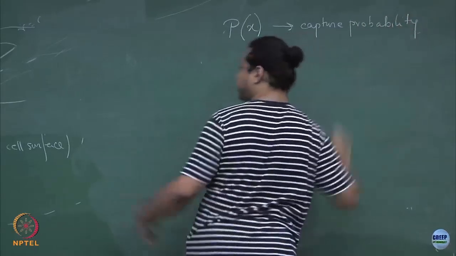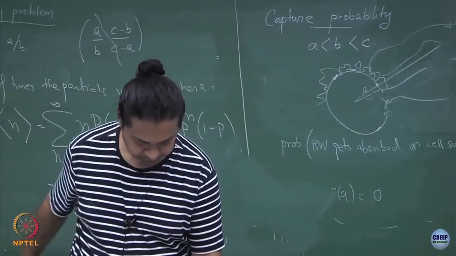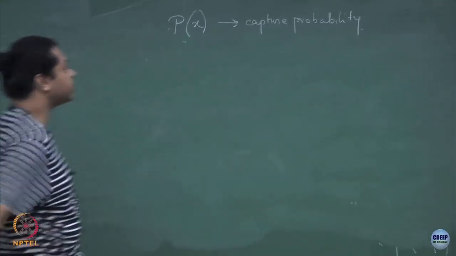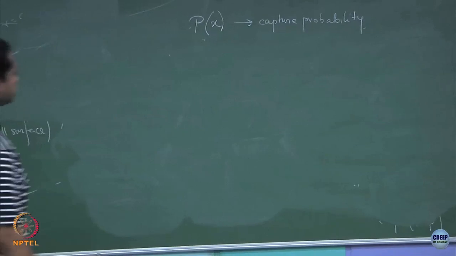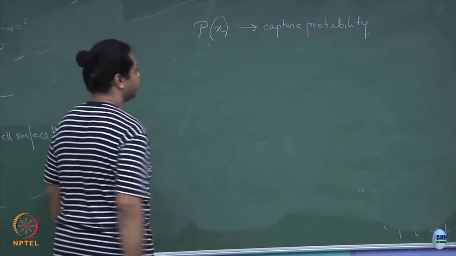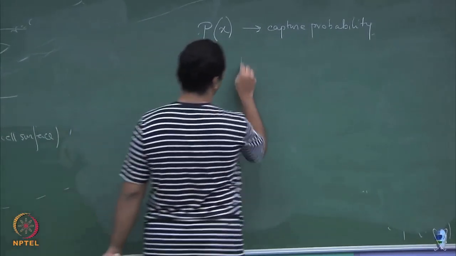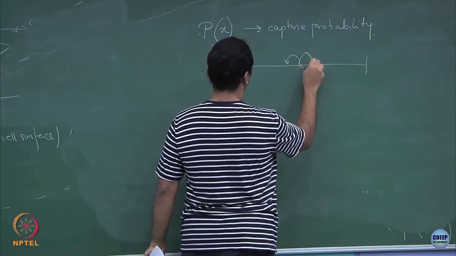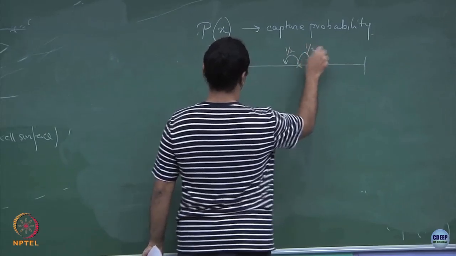This is what I computed for this specific geometry, but let me see if I can just write down an equation for this. Okay. So, let me say that this is a random walk. Let me do it in the simple 1D case, where I have a random walk which can hop to the left or hop to the right, each with probability half.